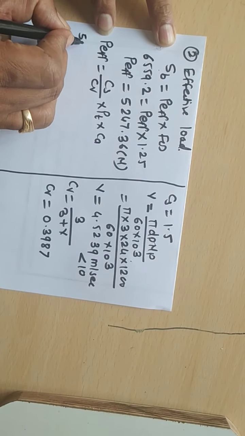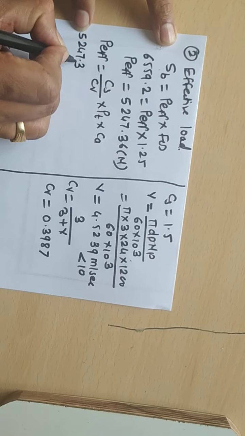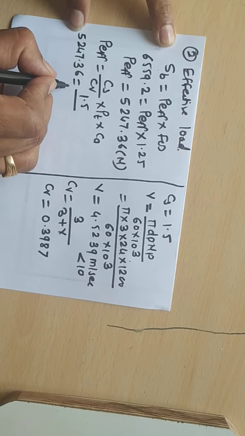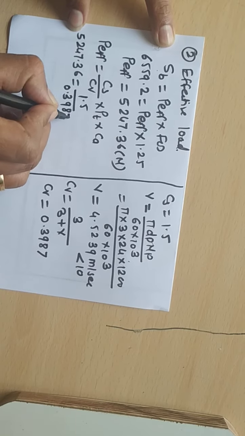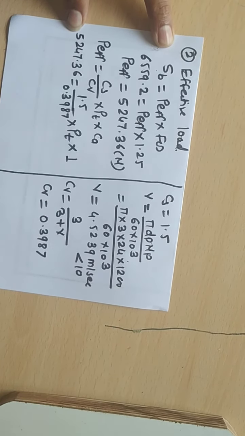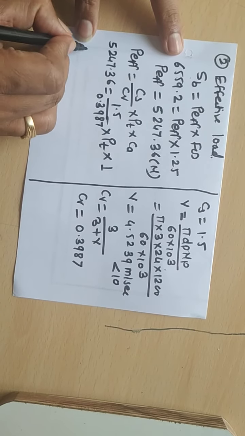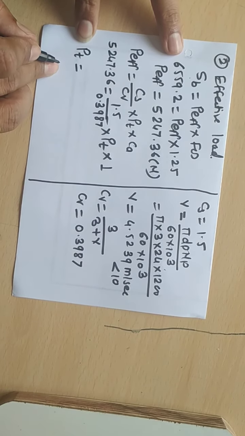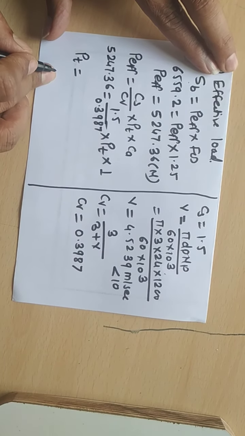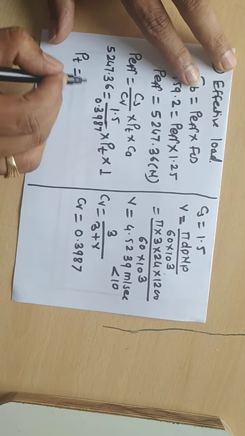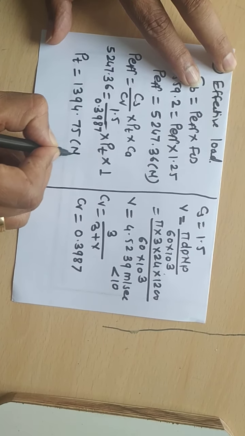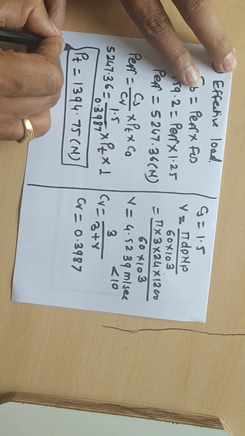Now put all this data in this equation. P effective, 5247.36, is equal to CS is 1.5 upon CV is 0.3987 into PT, which is unknown, that is tangential load, and CA is not given, therefore taken as 1. By using this, you have to find out the value of PT, that is the tangential or static load. By calculation, it is 1394.75 Newton. This is the value of tangential load.